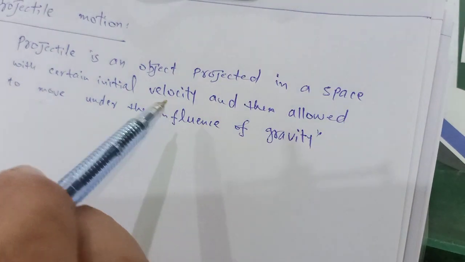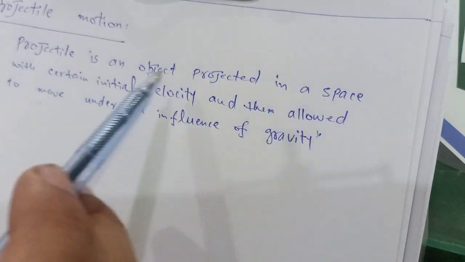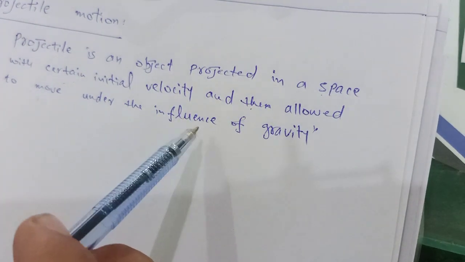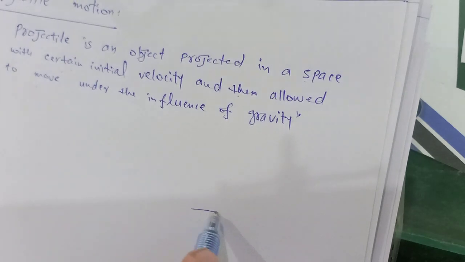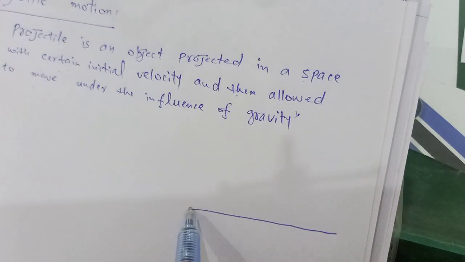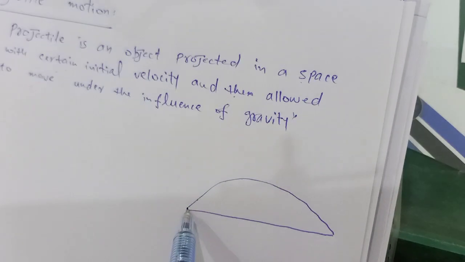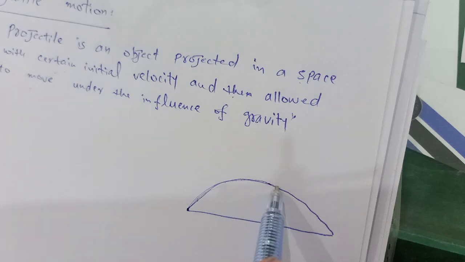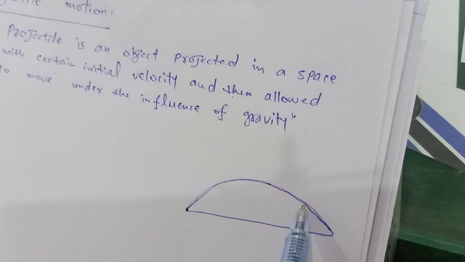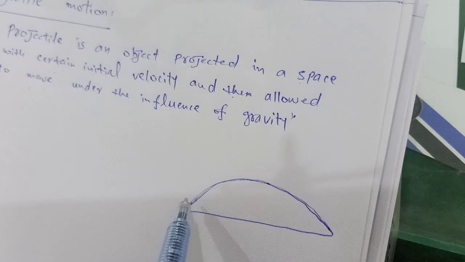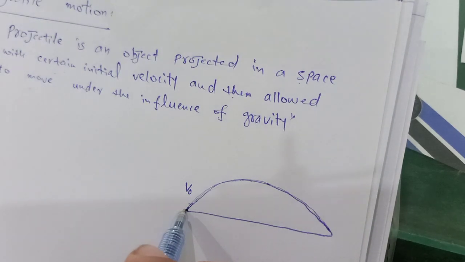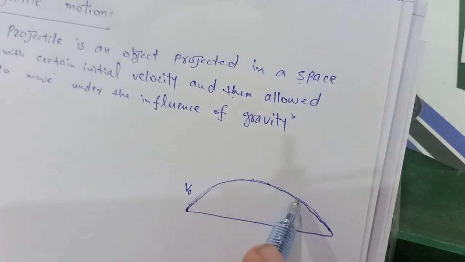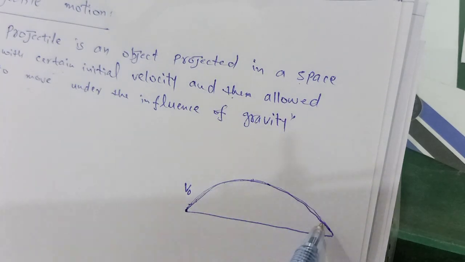Projectile is an object which is projected in a space with certain initial velocity and then allowed to move under the influence of gravity. That is, projectile एक ऐसा object है जिसे हम किसी भी velocity के साथ throw करते हैं, और जब ये एक खास height पे पहुंच जाए तो वहाँ से फिर ये ज़मीन की तरफ आएगा gravity के जरिए. Projectile is an object which is thrown with any initial velocity and then after reaching a certain height it moves downward under the influence of gravity.